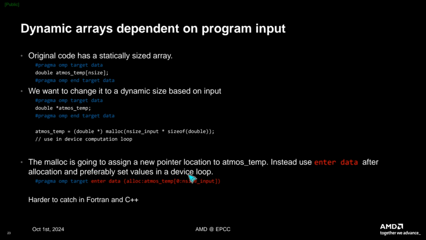The malloc is going to assign a new pointer location to this atmos temp array, and instead use enter data after the allocation and preferably set values in a device loop. So pragma OMP target enter data alloc atmos temp with the size that we allocated here, size input. This is something to keep in mind if you're going to have a dynamically sized array, because this is harder to catch in Fortran and C++.